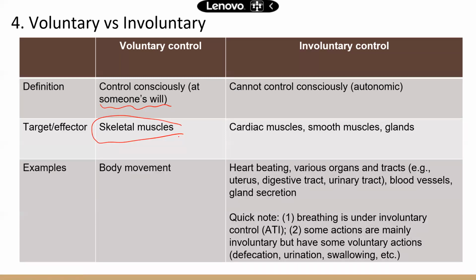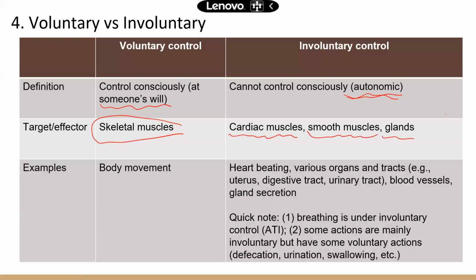Now, in comparison, involuntary control, you cannot control a body part consciously. So it's the same as autonomic. Your body controls it without your will. So some muscle tissues and some organs are under involuntary control. They are on an autonomic control. And these targets or effectors are cardiac muscles, smooth muscles, and glands, right?